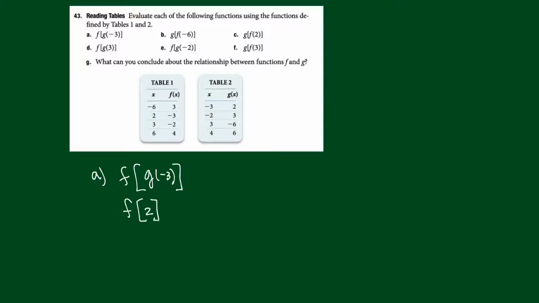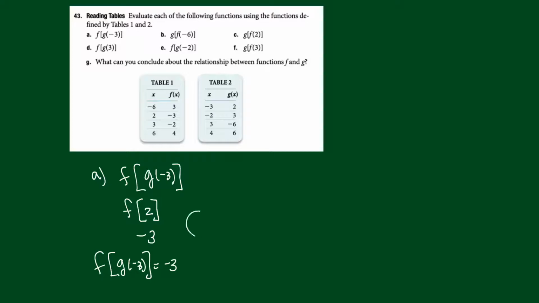Now, what are you going to do with the 2? We're going to process it with the f function. And the f function is over here in table 1. So if you put 2 in, what do you get back? You get back negative 3. So let's write a conclusion here. What we're saying now is that f of g of negative 3 is negative 3.